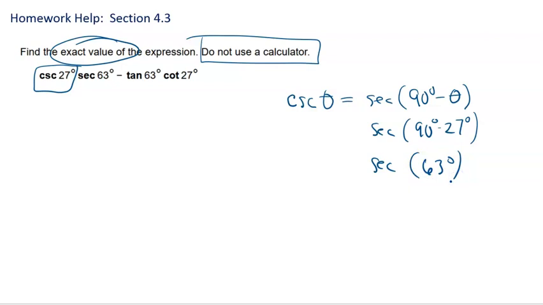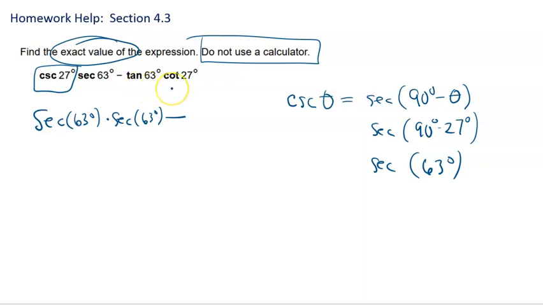So replacing the cosecant of 27, it's going to be secant of 63 degrees times secant of 63 degrees, minus, okay, now it's still not looking all that great, just hang with me.